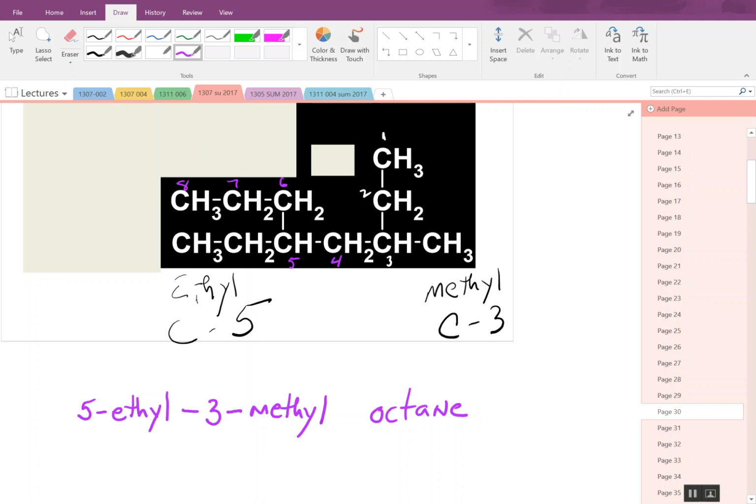Okay, now the line diagram. 1, 2, 3, 4, 5, 6, 7, 8. Isn't that beautiful? Now remember, this is carbon number 1. So that's carbon number 2, 3, 4, 5, 6. And that's the line diagram.